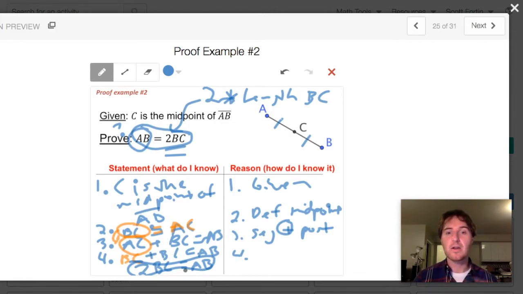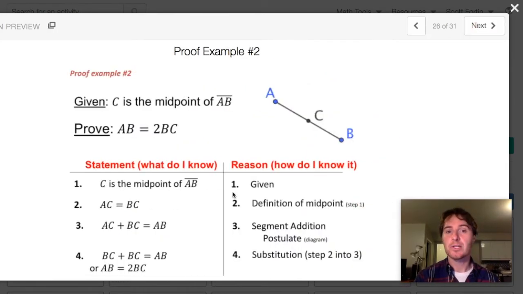What did we do here? Again, you don't have to say combine like terms. But what we did from step 2 and 3 is we substituted what AC was equal to, which is BC. We put that BC into AC right here. So we did substitution, step 2 into step 3. And that is our second proof we've done, proof example number 2. And we can look at it a little bit more clearly right here.